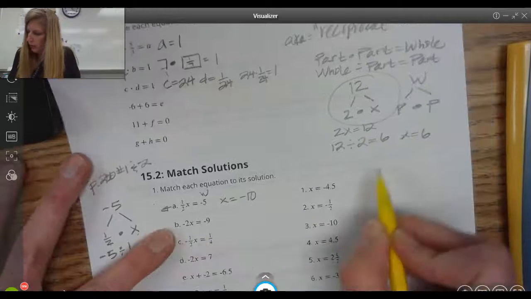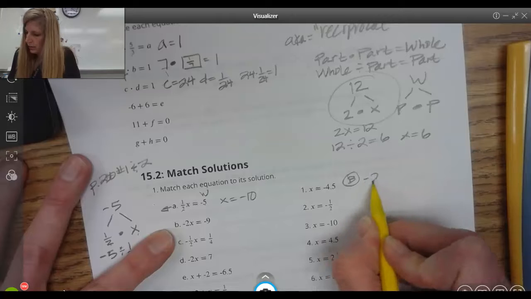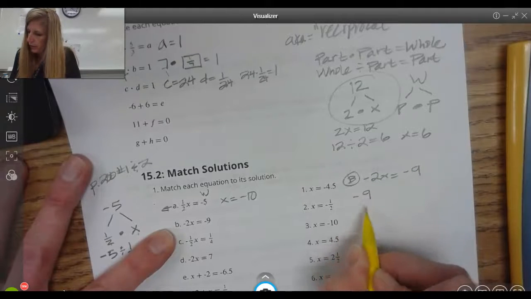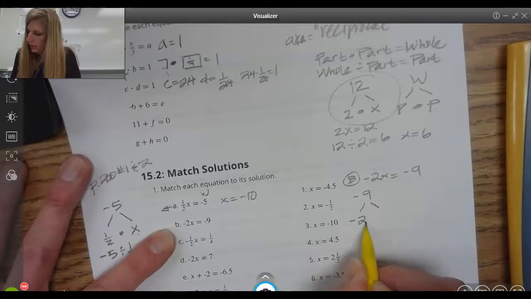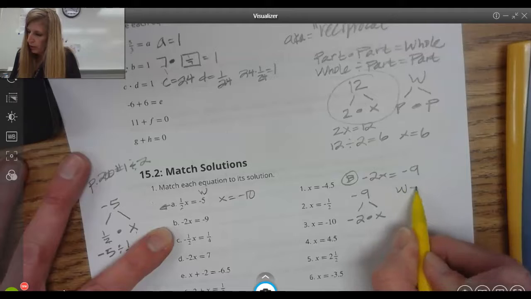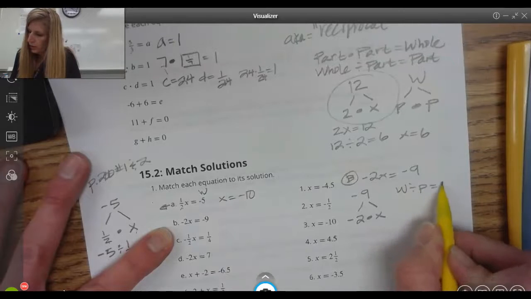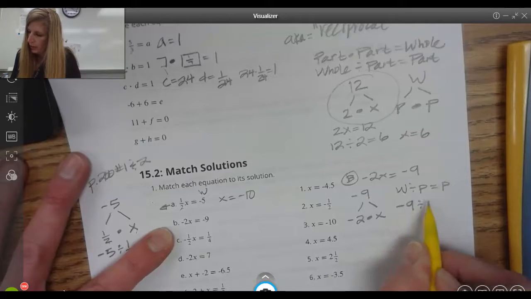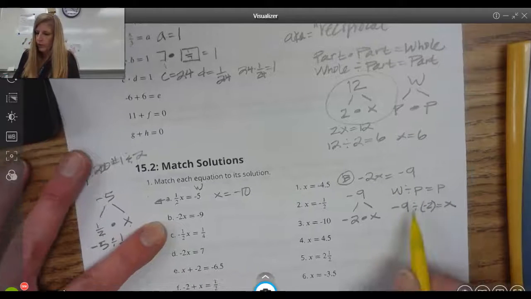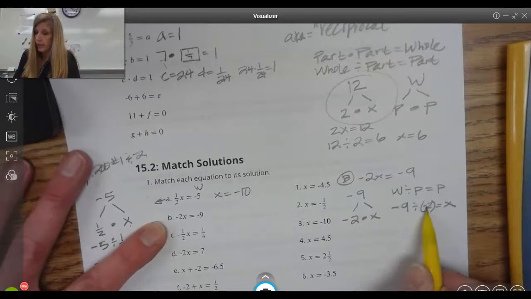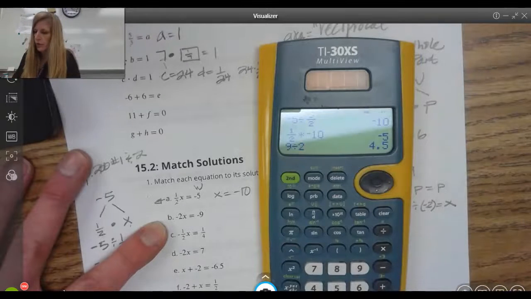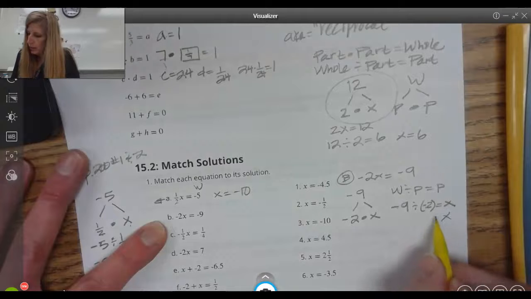Okay, let's look at B here. We have -2x equals -9. Okay, so our whole is -9. We have -2, and then we have x. How are we going to figure it out? We're going to take our whole divided by our part to get our other part. So we take -9 divided by -2, and that will be what x is. Well, I know a negative divided by a negative is automatically going to be a positive, and 9 divided by 2 is 4.5. So I know that x is going to be 4.5.